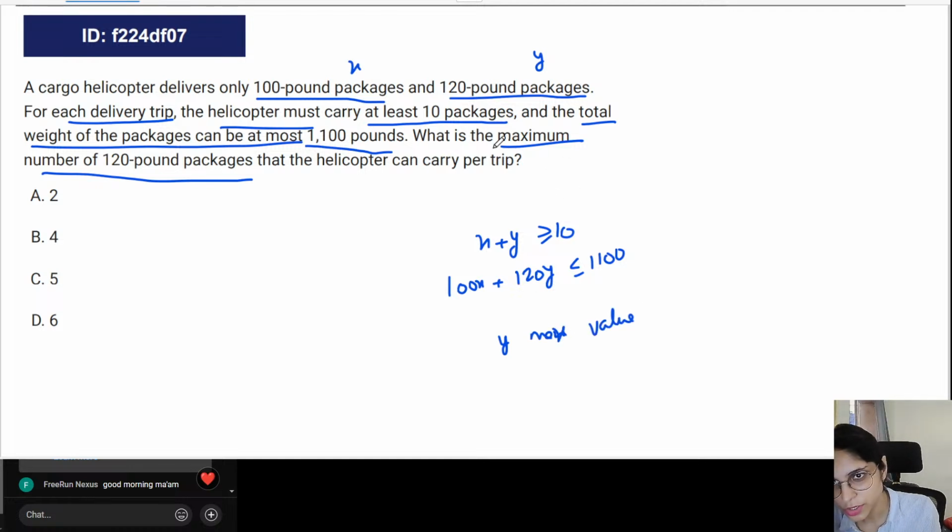Correct, how we are writing the equation? So 10 packages, so there are two kinds of packages, x and y. So x plus y has to be greater than or equal to 10. And the weight: x package, yeah, it's 100-pound and 120-pound. So 100 times x and 120 times y. So 100x plus 120y will be less than or equal to 1100. So now we'll just put it in Desmos and get the maximum value of y.